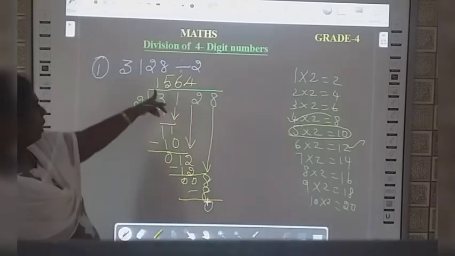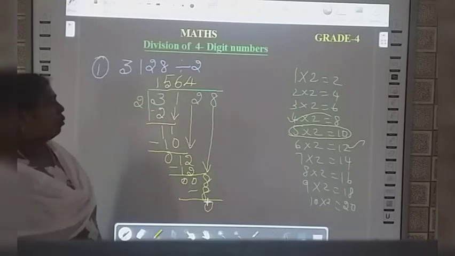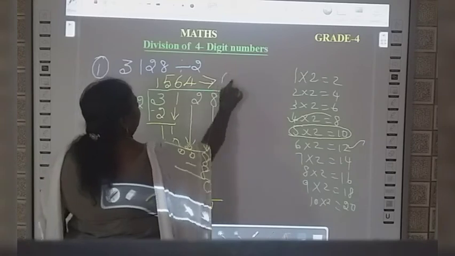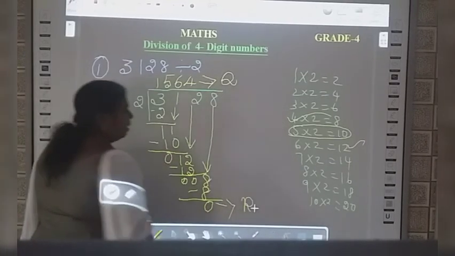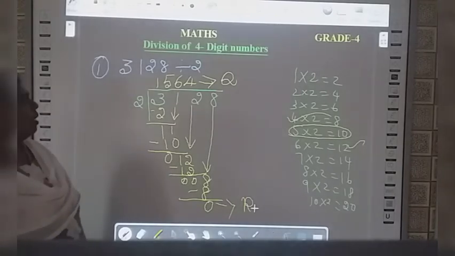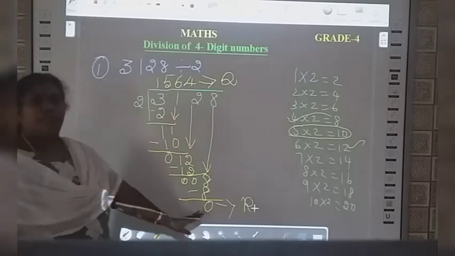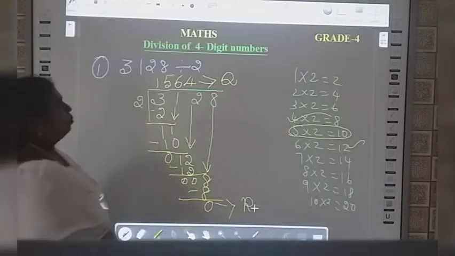So what is the quotient? The quotient is 1564. This is the quotient value. The remainder is 0. Do you understand now? The quotient is 1564 and the remainder is 0, right? Next example.